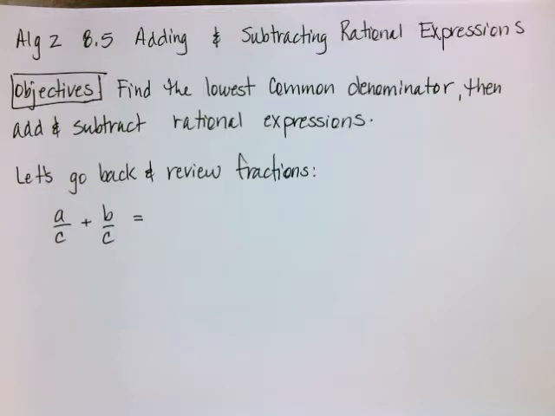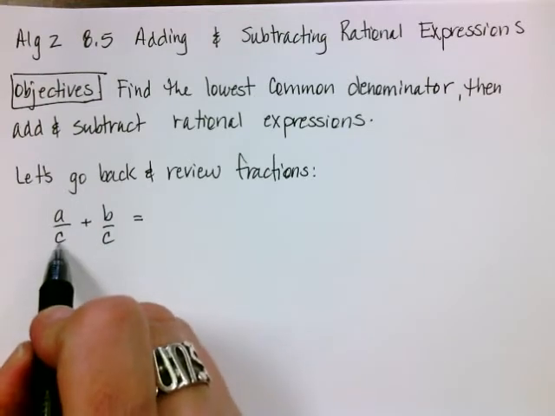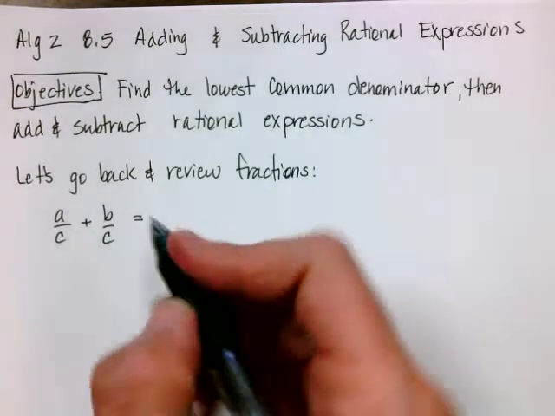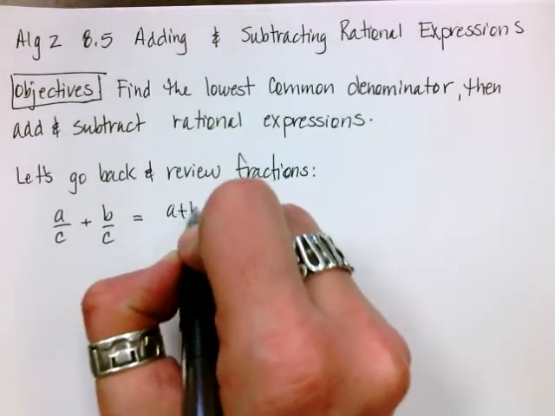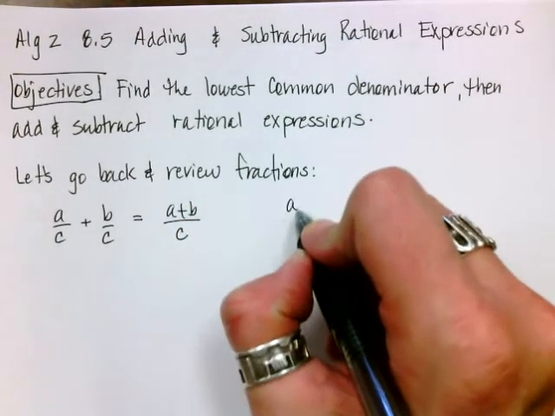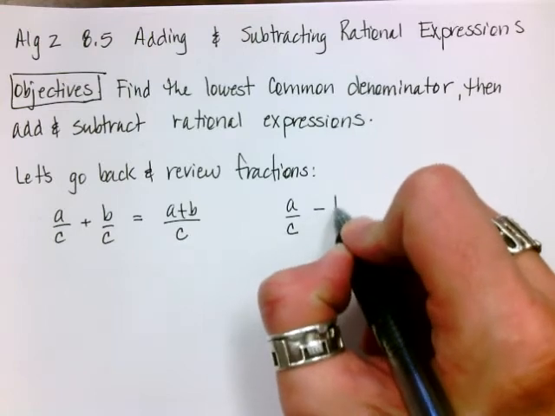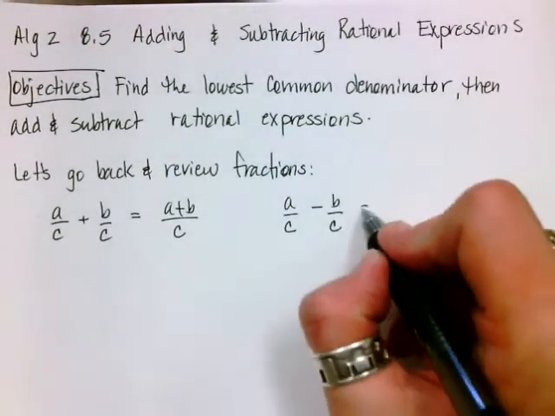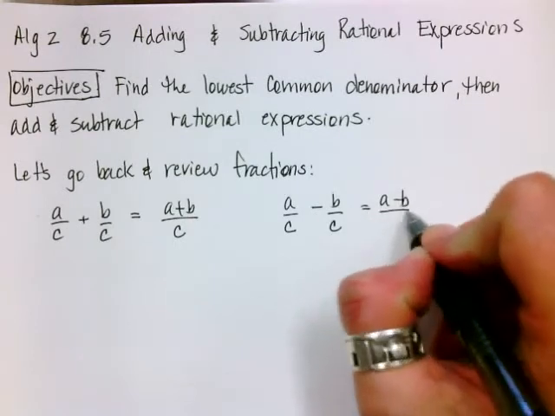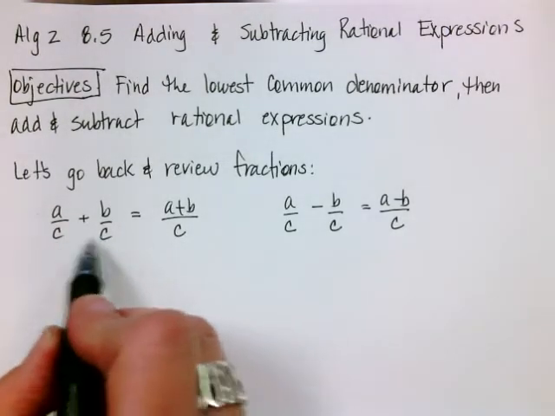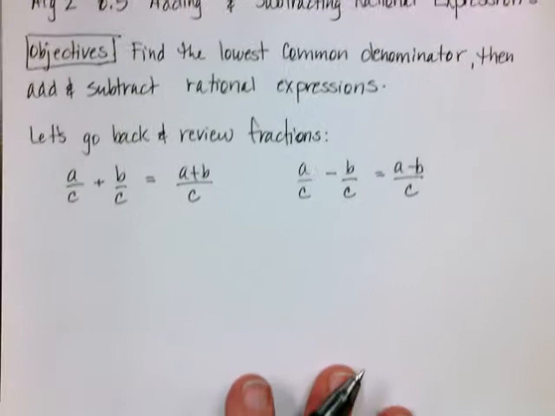If I have two fractions that both have the same denominator, then I add the top and the bottom stays the same. So this would be a plus b over c. And then if I have subtraction, a over c minus b over c, again the key piece is that the denominators are the same, then it would be a minus b over c. So when you're adding and subtracting, the denominators have to match, or you can't put the two fractions together.